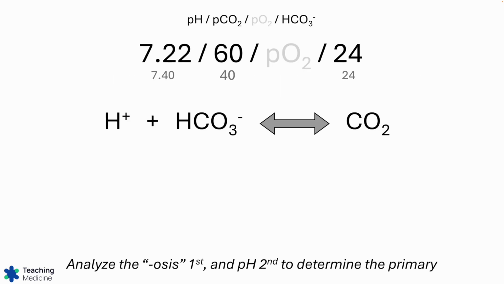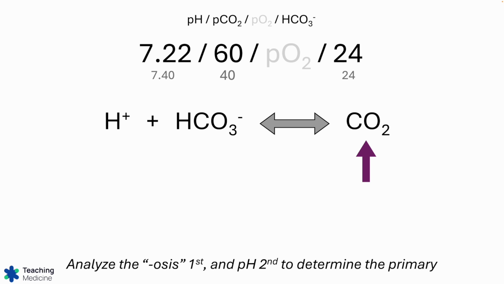All right, example number 1. We've got a pH of 7.22, a PCO2 of 60, and a bicarb of 24. And we're going to ask the question, is compensation present or not? And reminder, we're going to analyze the osis first, and we're going to analyze the pH second to determine which process is the primary process.